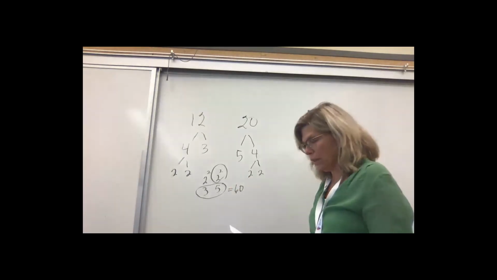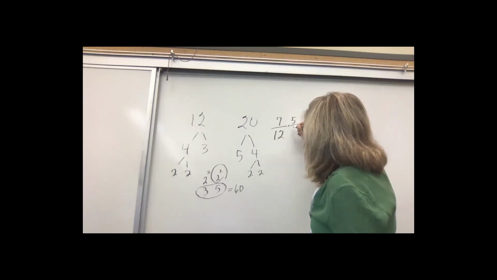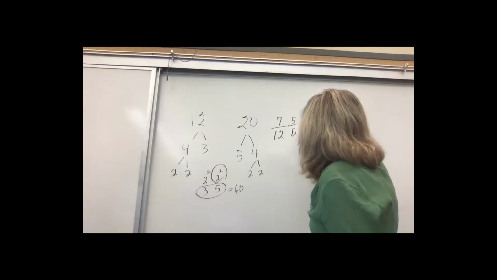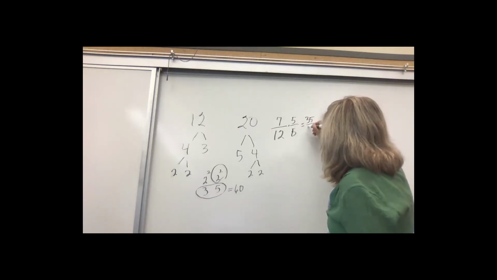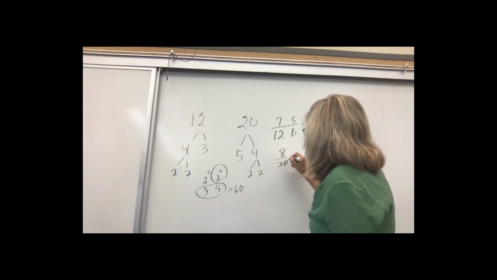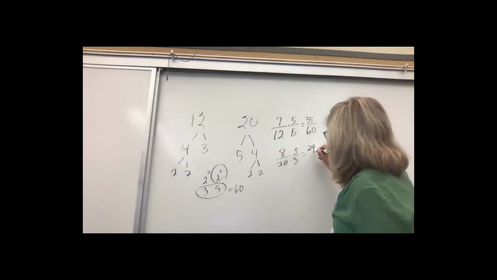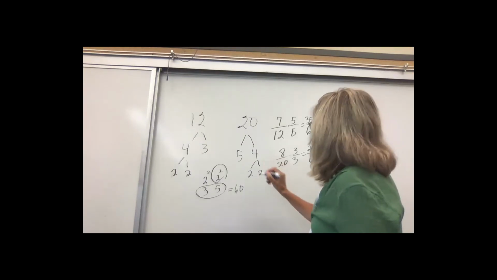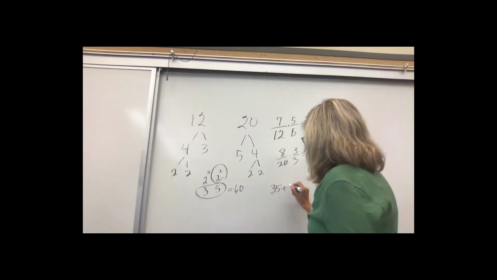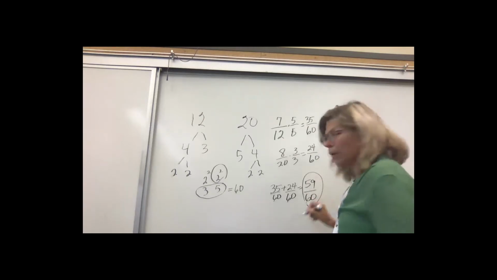4 times 15. So if we have 7/12, well, 12 times what gives you 60? Well, 12 times 5 gives you 60, right? So 7 times 5 over 5 is 35 over 60. And 8/20 times 3 over 3, because 3 times 20 gives you 60, is 24/60. So if we want to add these together, we have 35 plus 24 over 60, which equals 59/60, or almost 1.